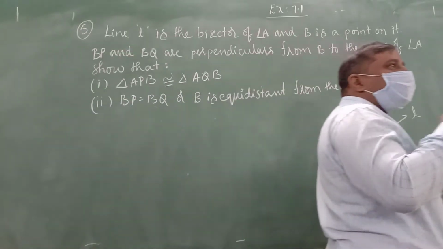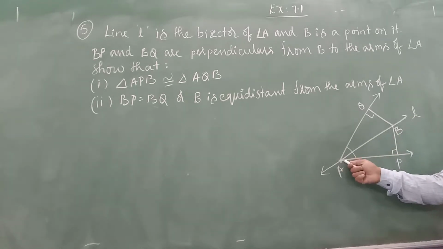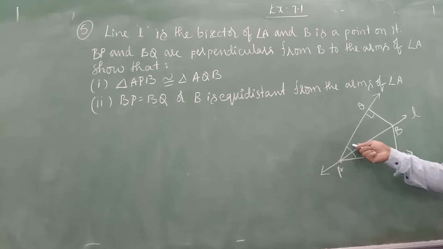Perpendicular bisector means which divides a line segment into two equal line segments. That is known as a perpendicular bisector. Angle bisector means a line, a ray, or a line segment which divides the given angle into two equal angles. Such a line is known as an angle bisector. Here L is the angle bisector of angle A, which means these two angles will be equal.